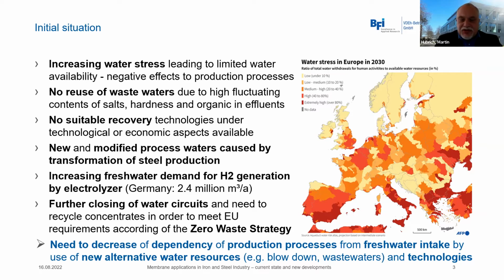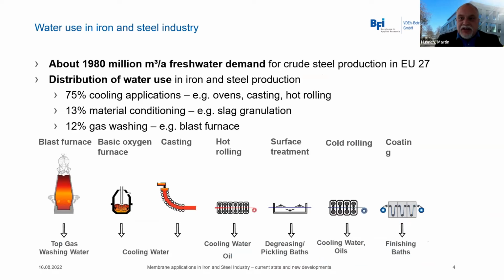The idea of the EU is to have zero waste at the production sites, which should be realized by 2050. That means we need new technologies, we need new water resources, and we need to decouple production from freshwater demand. To give you an idea about the amounts: in the steel industry in the EU-27, we have a demand of 2 billion cubic meters of fresh water per year, and about 75% is used in cooling applications, and the rest in material conditioning and gas washing, for example.